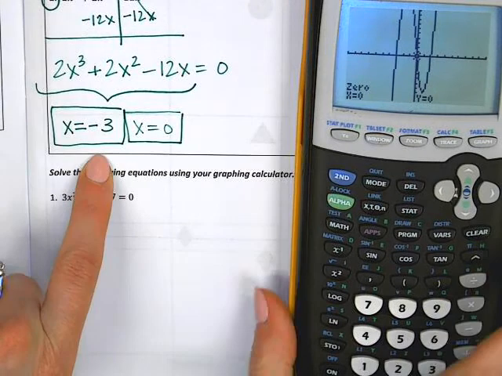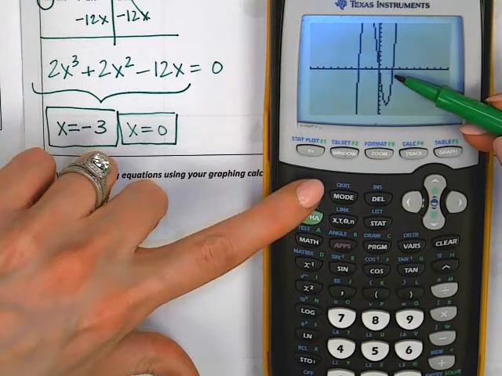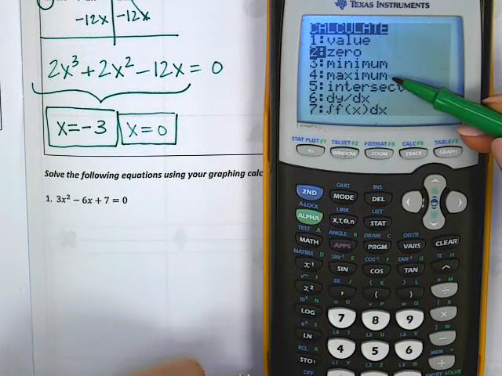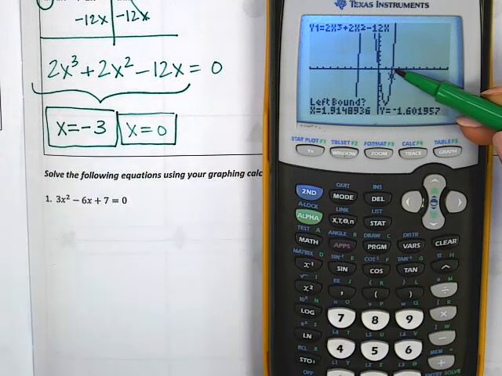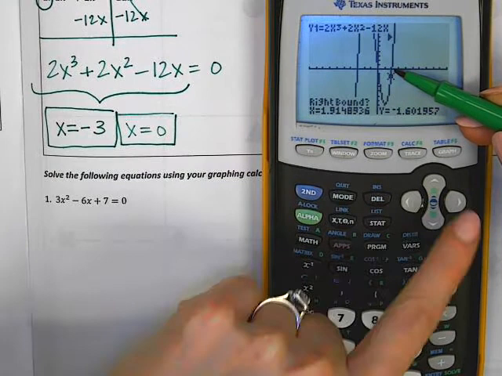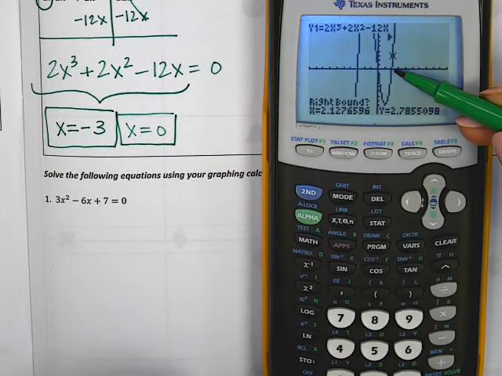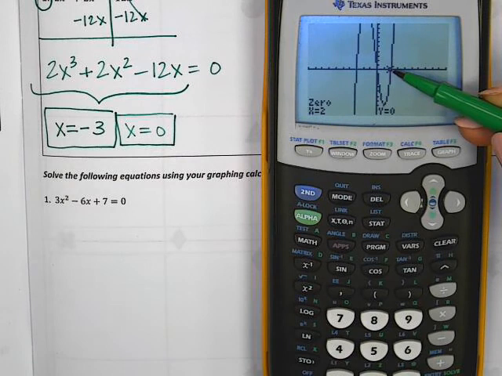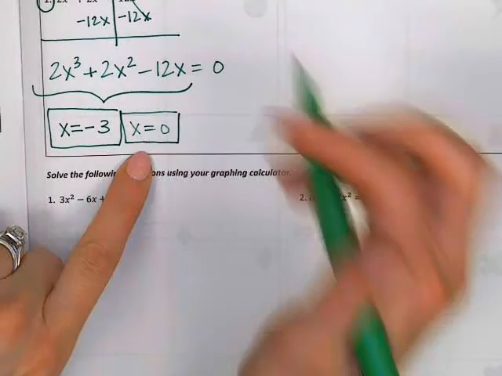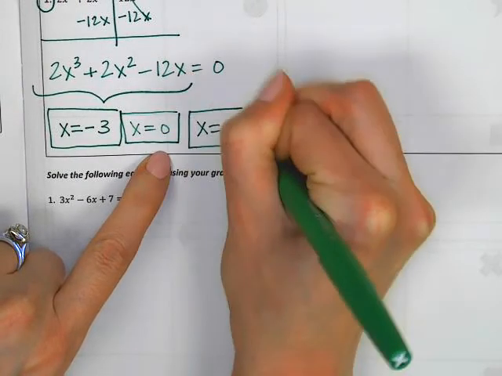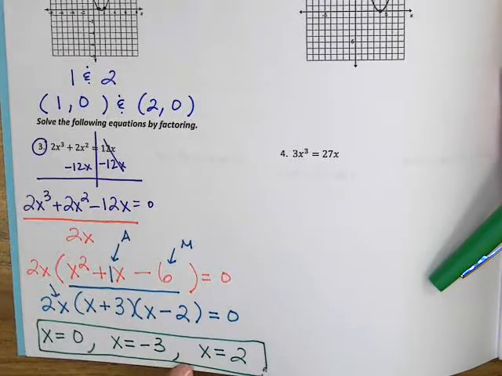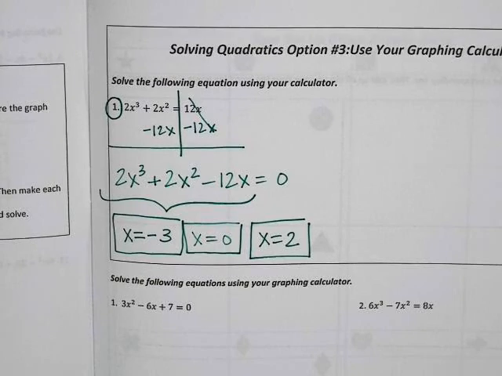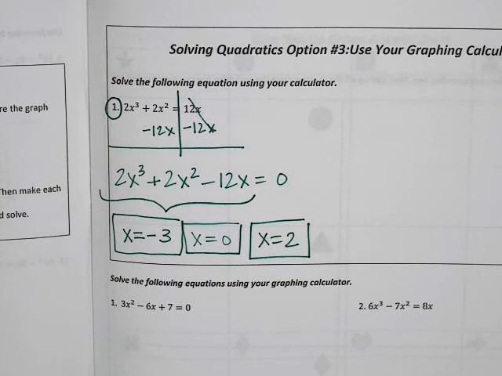Then we do it one more time because there's one more over here. Second trace, option 2, hit enter. Get our blinker a little to the left of this 0, hit enter, then a little to the right and hit enter twice. That one's at x equals 2. If you notice, this was the same problem as the one we did before, and we got negative 3, 0, and 2. We also got those here. So it's just another method to do it. All right, we will practice more of these tomorrow. Thanks for watching.